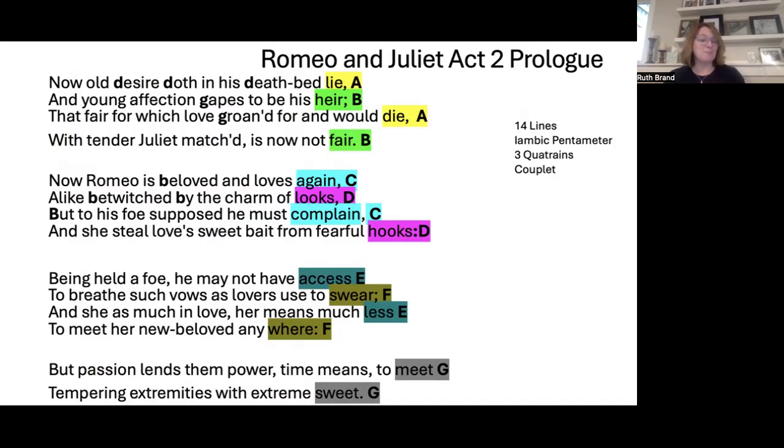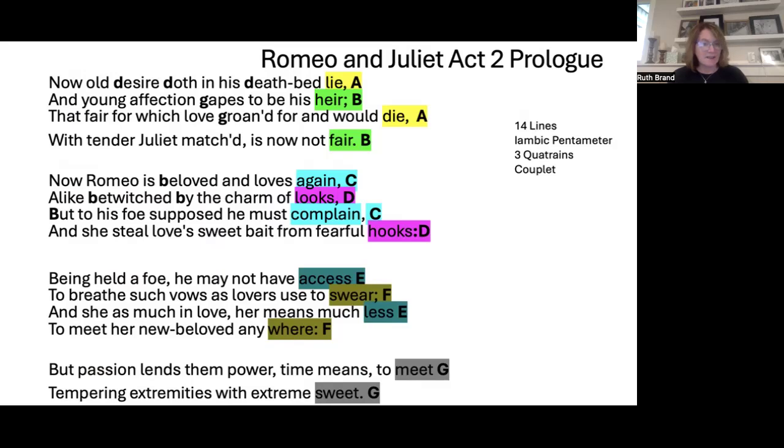And then the couplet ends, but passion lends them power. Time lends them, there's some words left out there, lends them the means to meet, tempering extremities with extreme sweet. So passion, that's what's giving them the drive, right, to pursue one another. It's their feelings. It's their longing for one another. And time, at this point in their relationship, it's a secret. It's less than 24 hours old at this point. And so while it is secret, time is on their side. They could arrange a meeting without anybody really knowing or upsetting their families.